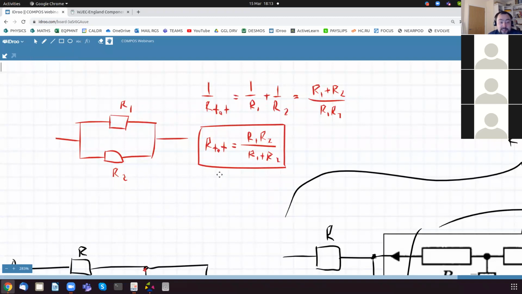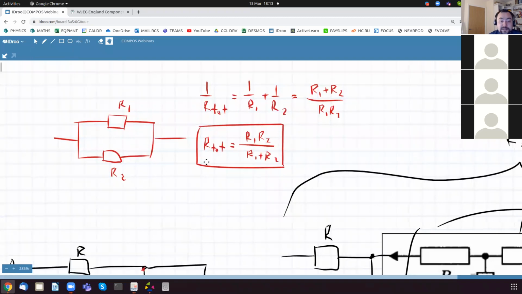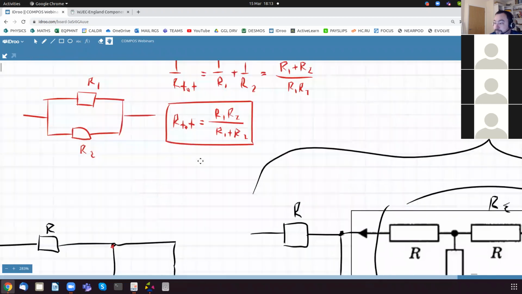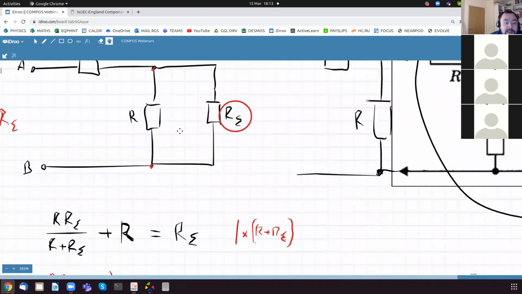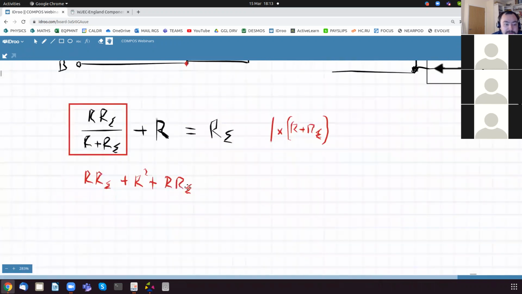Except extreme cases when one of the resistances is infinite. So that's how I got it. So this is a parallel combination, and the combination of this pair of resistors is this. So I'm using that formula. Okay, and now I'm simplifying that by multiplying by R plus R sigma. So, and that's going to be equal to R sigma plus R sigma squared.